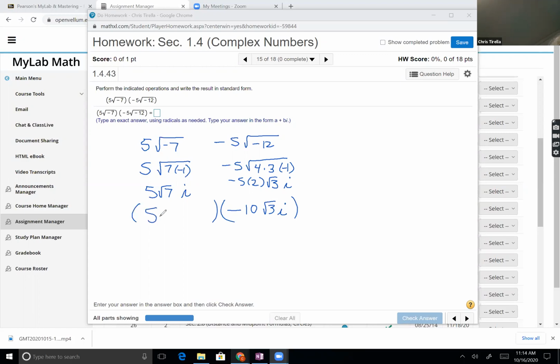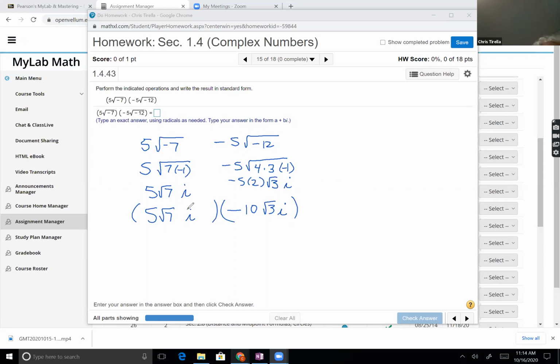I did that a little fast. Did you follow, or do you need a slow-mo instant replay? I think I got it. So what I'm doing is I'm putting them each in terms of i because there's a negative under the radical, and I'm simplifying the radical if I can.